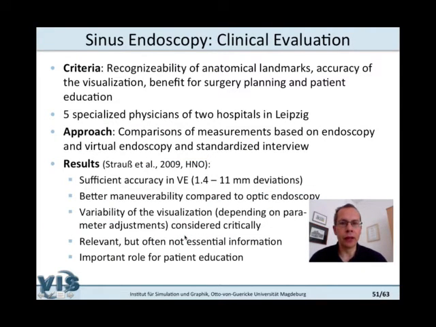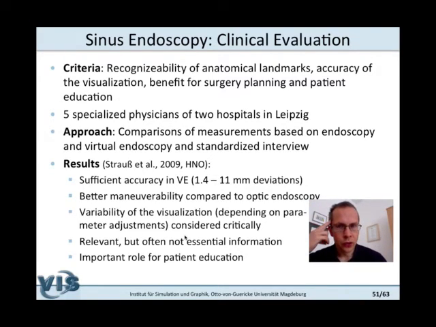Clinical evaluation. I said this system has really been used. In total, a bit more than 140 surgeries were planned with the system. And not only was it used for the surgeons to plan their surgery, but it was also used so that the surgeons could explain to the patients what they can expect.